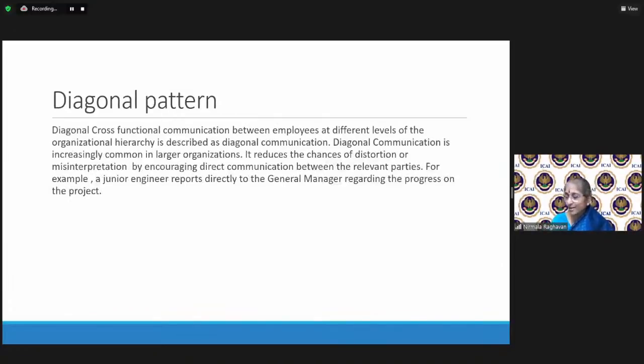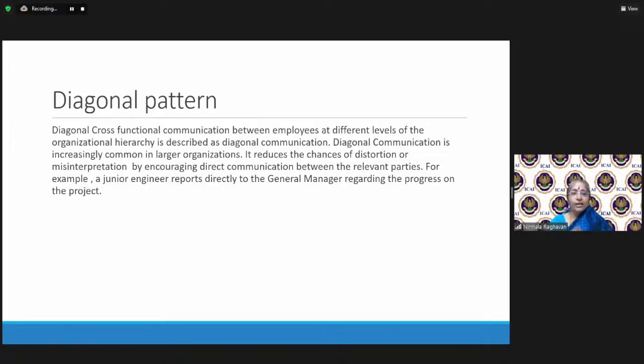Now I move on to diagonal pattern. Let's see what a diagonal pattern is. Diagonal is a cross-functional communication between employees at different levels of the organizational hierarchy. That's described as diagonal communication. Diagonal communication is increasingly common in larger organizations. It reduces the chances of distortion or misinterpretation by encouraging direct communication between the relevant parties. For example, a junior engineer reports directly to the general manager regarding the progress on the project.